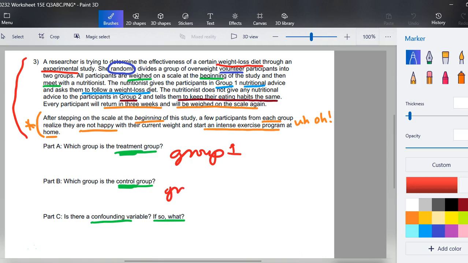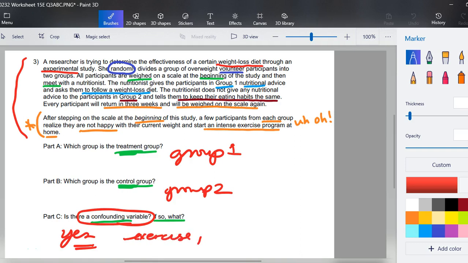The control group is group 1, where they did meet with a nutritionist, but they said, well, just keep your eating habits the same. But here, is there a confounding variable? And the answer is yes. Some of the members of both groups started an intense exercise program.